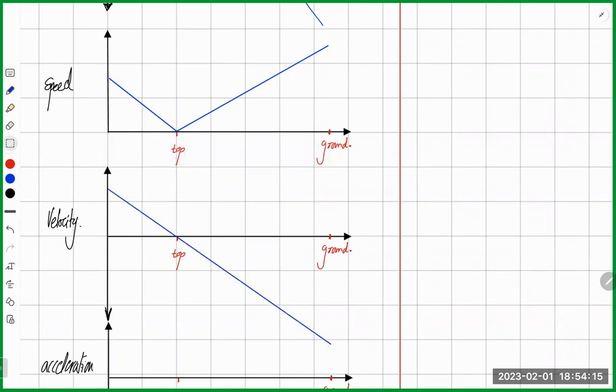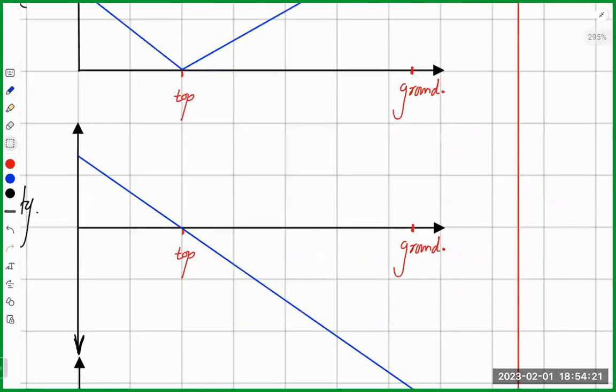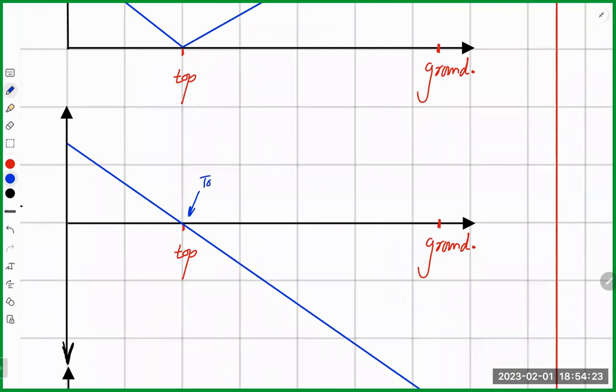Because when the object goes to the top and starts falling down, this is the top. And after this, the direction of motion changes. This is moving upwards, and this one is moving downwards. Because the direction of motion changes, the direction of velocity changes. And when the direction of velocity is opposite, it has to go with an opposite sign. That's why after the top, velocity becomes negative.